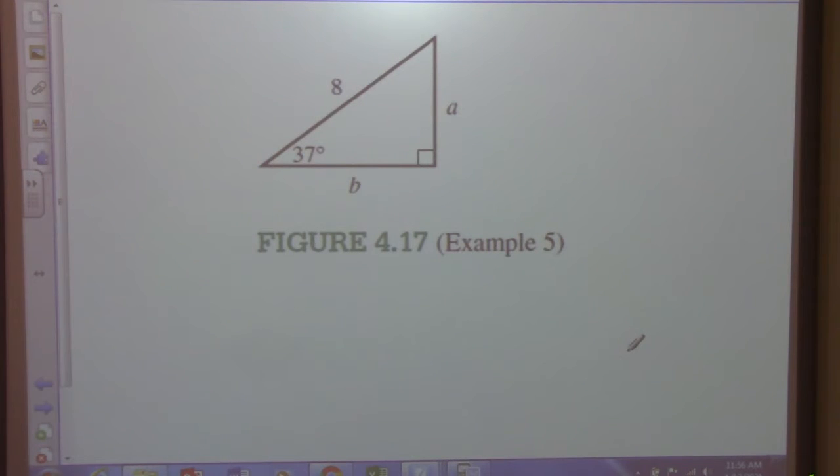We are starting to work on our trigonometric ratios. We actually started yesterday. And here, let's identify all these sides of this triangle. What are going to be our sides? What do we label these sides of this triangle?